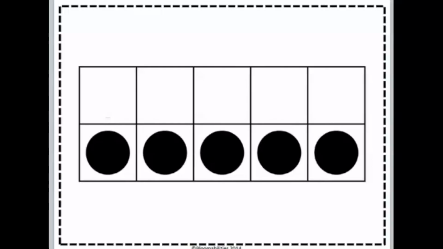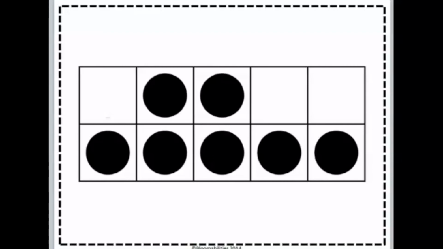Okay, so here we have how many dots? 5. And how many do I need to make 10? 5 more. How many do we have here? 6. And how many do we need to make 10? 4. That's correct. How many do we have here? 7. And how many do we need to make 10? 3 more. How many do we have here? That's right, we have 8. And how many do we need to make 10? We need 2 more. Good job.